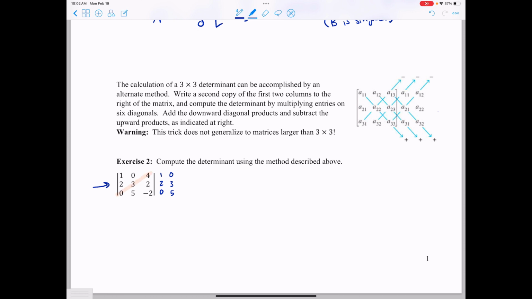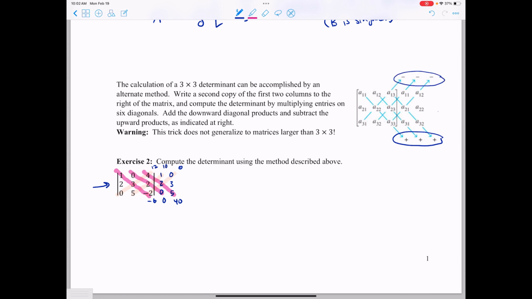So if I do that one, I would get 12. If I do this one, I get 10. And if I do this one, I get 0. The other diagonals, this way, I get -6. This way, I get 0. And this way, I have 40. And then notice the ones at the bottom are positive, the ones at the top need to be negated.